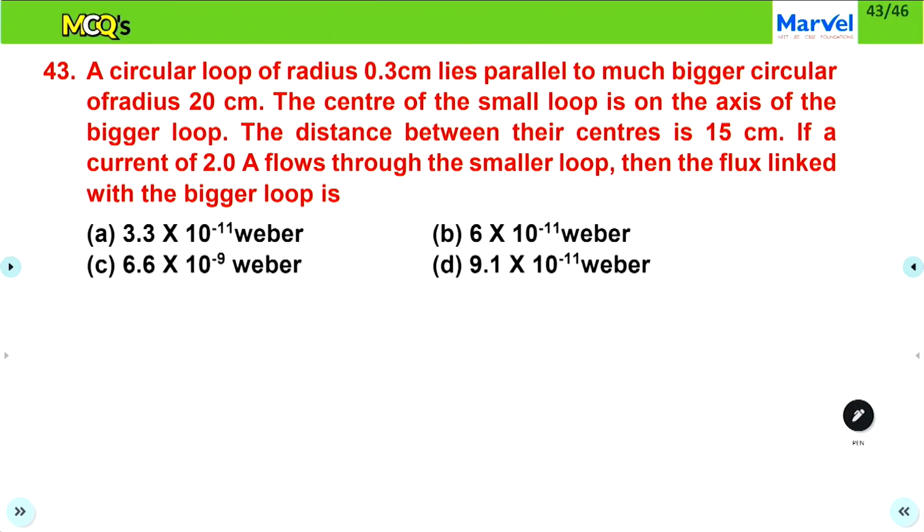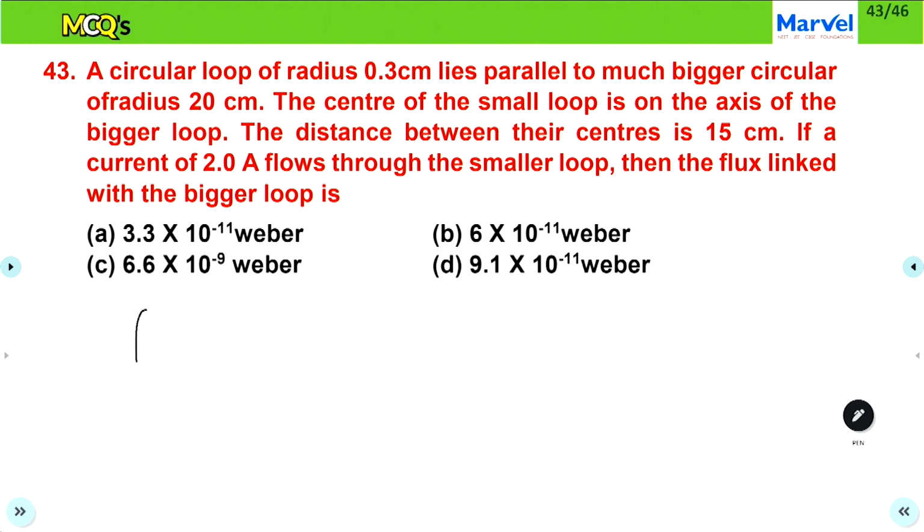Here we have a circular loop of radius 0.3 centimeter lying parallel to a much bigger circular loop of radius 20 centimeter. The center of the small loop is on the axis of the bigger loop. The distance between their centers is 15 centimeter, and if the current is 2 amperes flowing through the smaller loop, then the flux linked with the bigger loop will be.